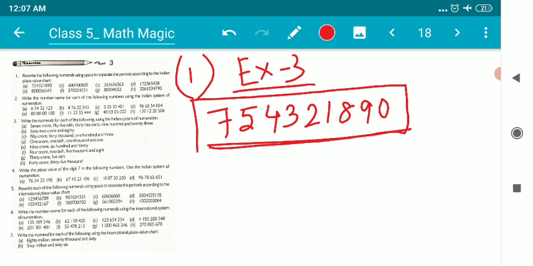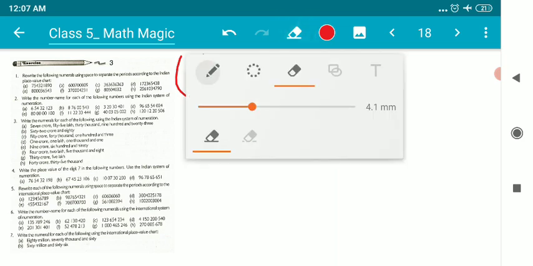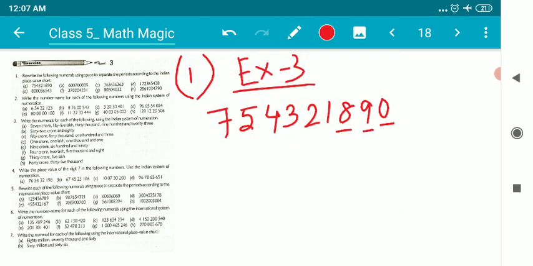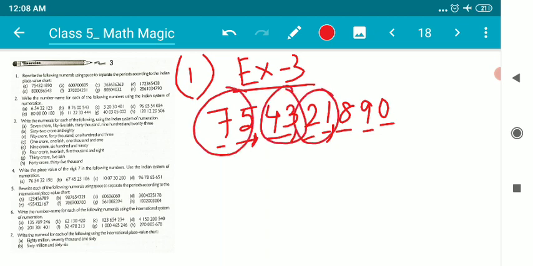According to the Indian place value chart, the number starts from ones on the right-hand side. So first is ones, tens, hundreds, and I'll place a comma. Then thousands, ten thousands, I'll place a comma. Then lakh, ten lakhs, I'll place a comma. Then crore, ten crore, and the comma already exists over here. So the number is 75 crore 43 lakhs 21,890.